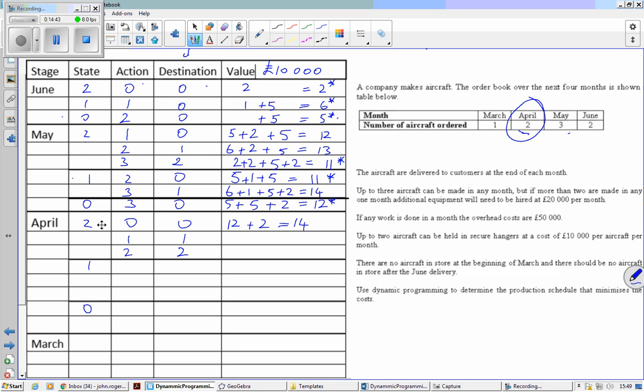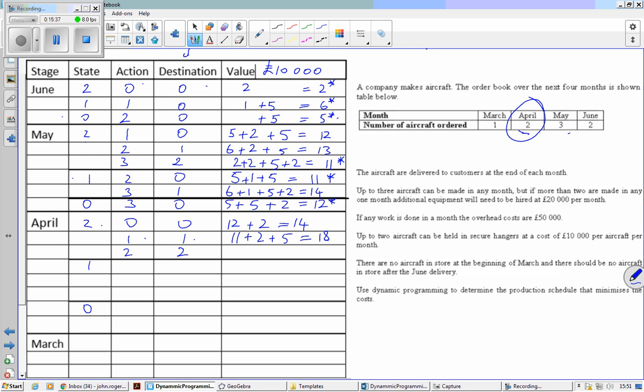Now if we produce 1 aircraft, we've got a destination 1, so we're pulling the 1 from before, and the optimum value there was 11, so we're pulling the 11 from before. This time we are still storing 2 because we're in the state 2 at the moment. There is production going on, so we are adding on the 5. So that all adds together to 18.